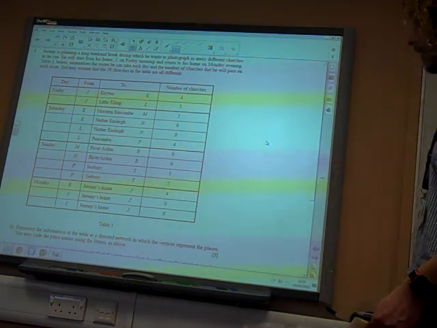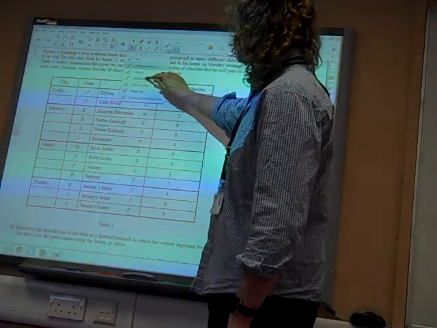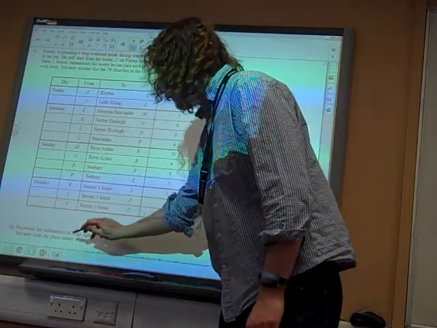Represent the information in the table as a directed... another little bit of highlighting. It's highlighting crazy going through this.